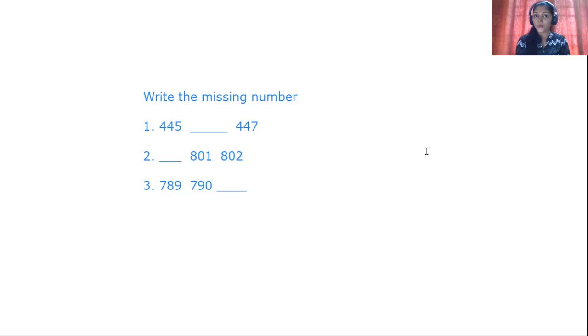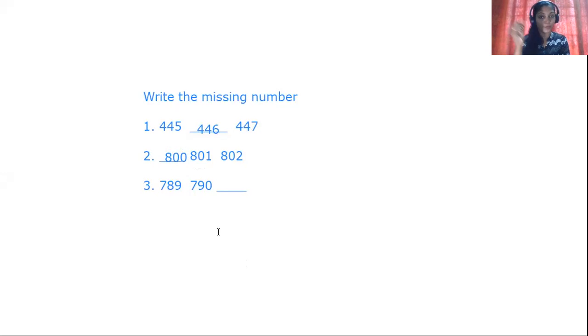So I'm sure you're done now. Can we discuss the answer? All right. So here, what is the number? 445, and the number is 446. Okay, the number is 446 here. Yes. So the next one, they have given you 801 and 802. So what comes before 801? It is 800, isn't it? Yes, 800, 801, 802.